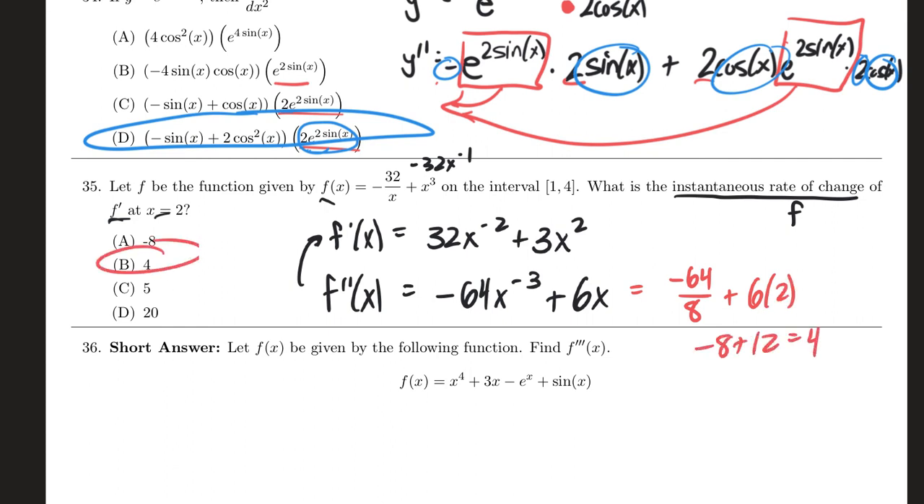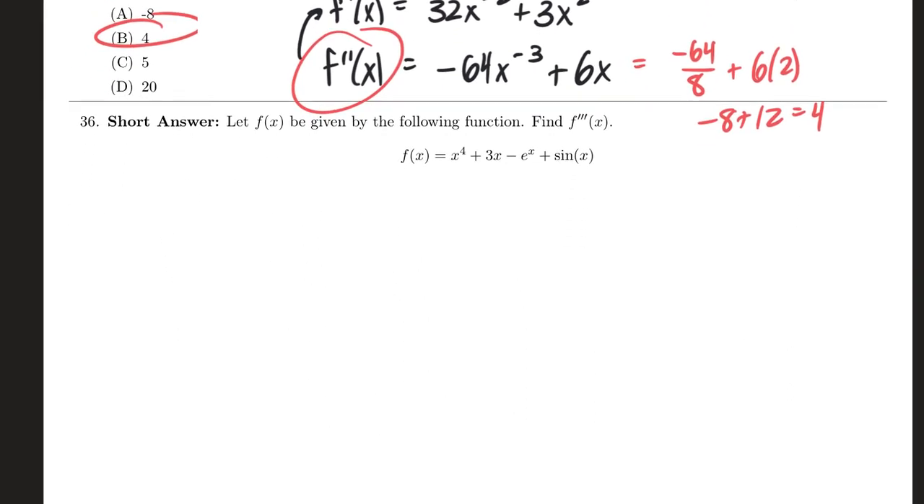This one is one of those made by the College Board that's purposely kind of confusing, because you see instantaneous rate of change and you automatically think, oh, I have to take the derivative, and that's true. But you actually have to take the derivative twice, because you're trying to find the instantaneous rate of change of the derivative. So you have to do the derivative of the derivative, which we know is the second derivative.